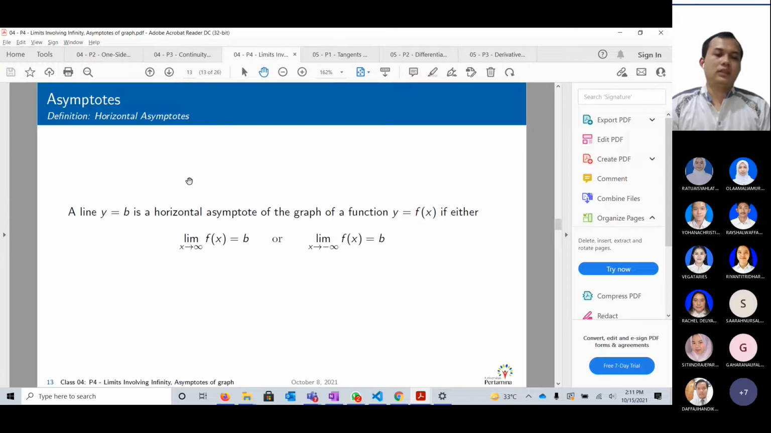What is actually an asymptote? Here we want to talk about horizontal asymptotes. So if we have a line y equals b, is y equals b a horizontal or vertical line? If we have an xy axis, x is the horizontal axis and y is the vertical axis. Is y equals b a horizontal line or a vertical line?